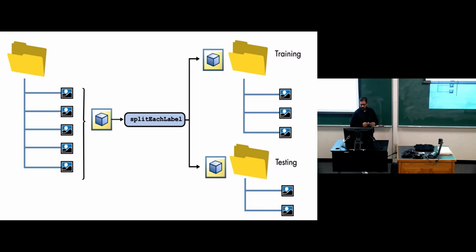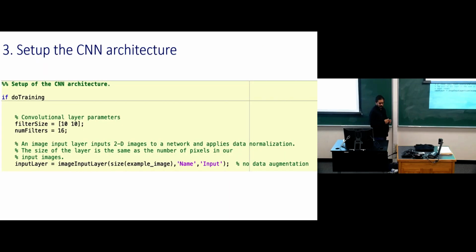Okay, so let's keep going on what you have to do for the assignment. You have to do step 3, which is to set up the CNN architecture, and that's specific to how Matlab handles it. I will come later to how you submit your solution if you are not using Matlab. But right now, let's keep going.